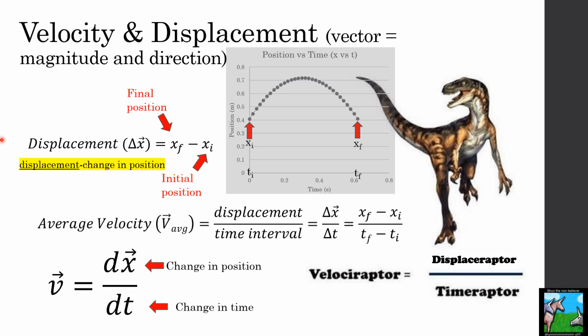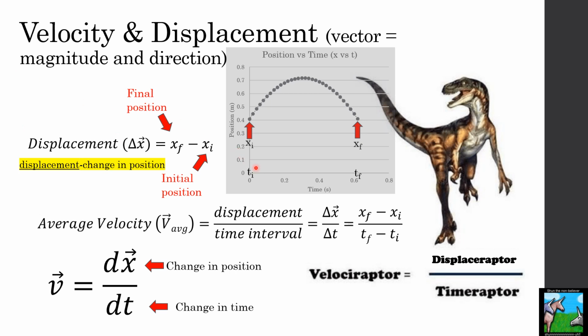So in order to calculate displacement, it's a lot simpler than distance. We're just going to take what our final position is, and we're going to subtract our initial position. So on this graph here, you can see our final position is about 0.4. Our initial position is also about 0.4. So we're going to find that our displacement after the motion is approximately 0.